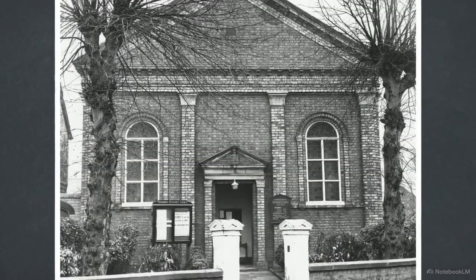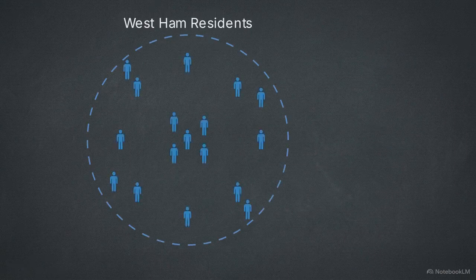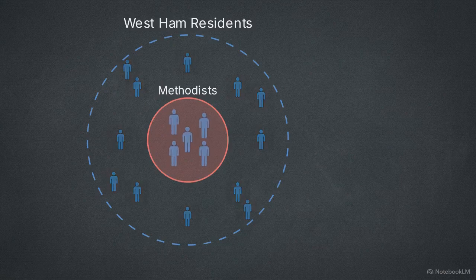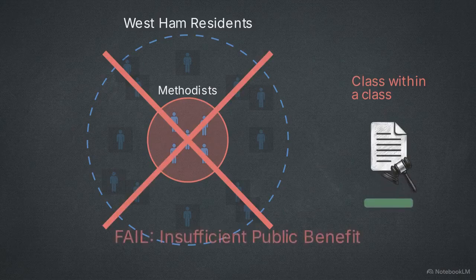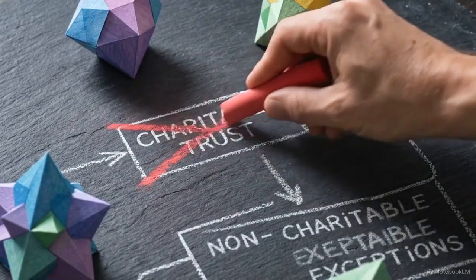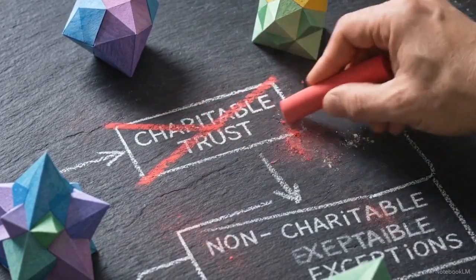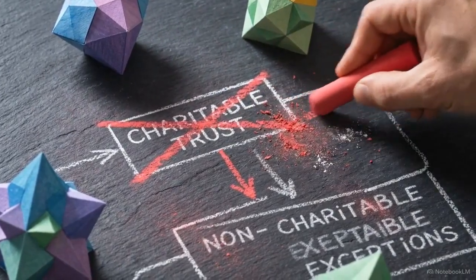That restriction is legitimate. However, it further restricted access to residents who were or were likely to become Methodists. By limiting beneficiaries to a specific religious group within a geographic area, the trust created a class within a class, making the restriction fatal. Failing to prove sufficient public reach invalidates the charitable trust pathway. The algorithm forces the trust into the precarious territory of non-charitable exceptions.